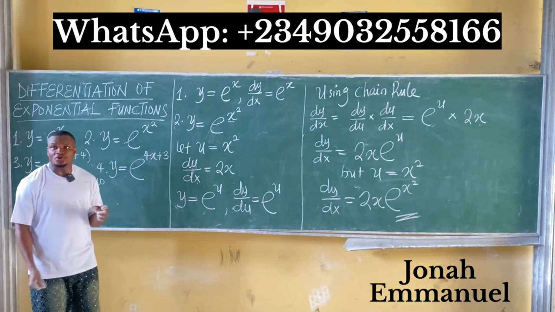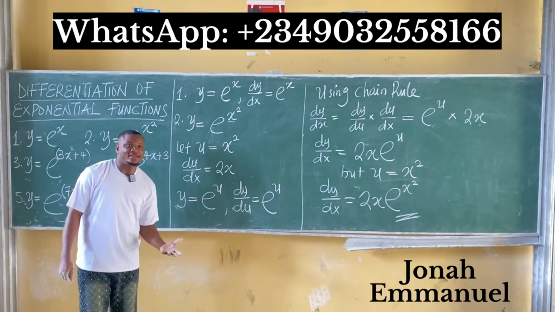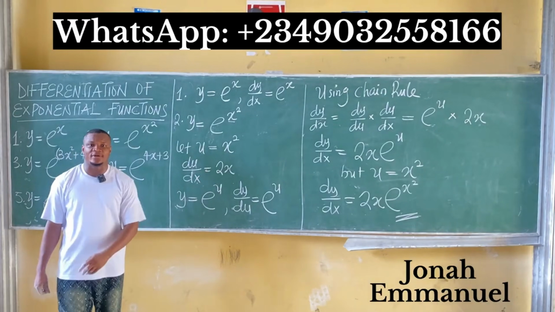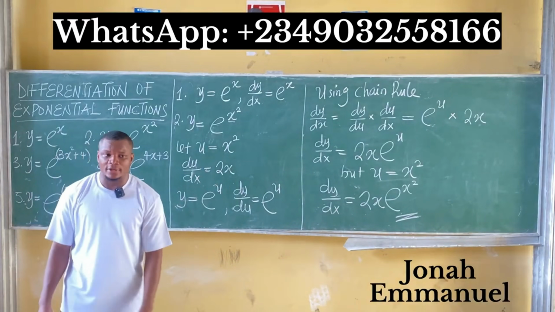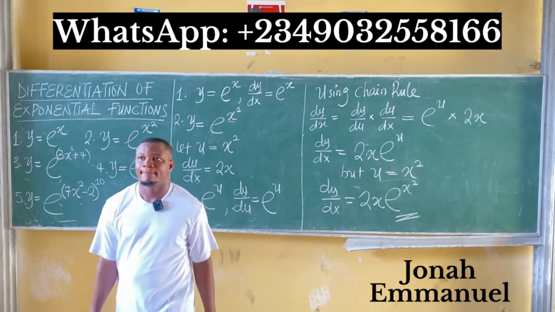All right. u equal to the power. Get du/dx. y equal to exponential u. Get dy/du. Use the chain rule formula. That's it. Copy that. Let's proceed.